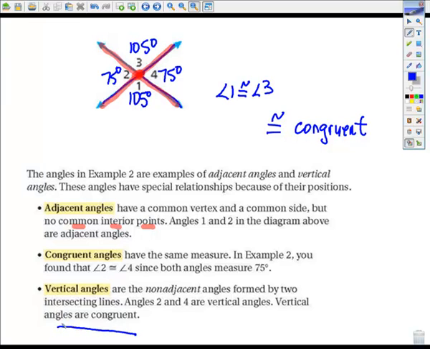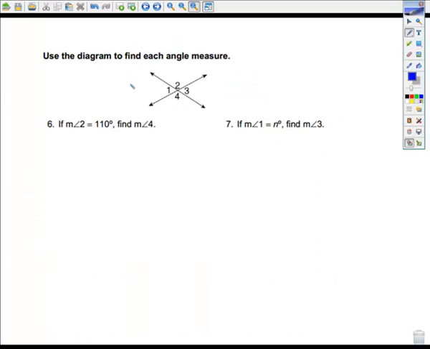Vertical angles are congruent. I always think that vertical angles form a V, whether it's up or down or sideways or diagonally, but they do form a V. All right, use the diagram to find each angle measure. So the measure of angle 2 is 110 degrees. They want angle 4. Well, they share a vertex only, so they're vertical, so the measure of angle 4 is congruent. So it's also 110 degrees.